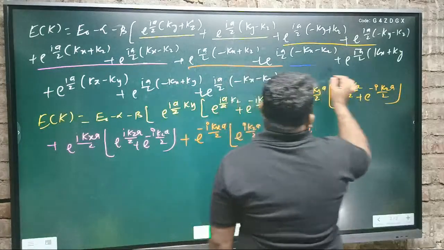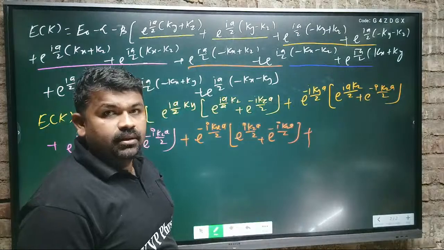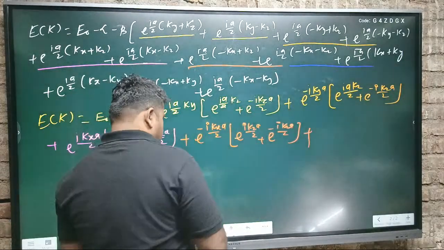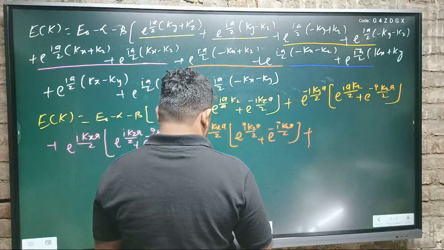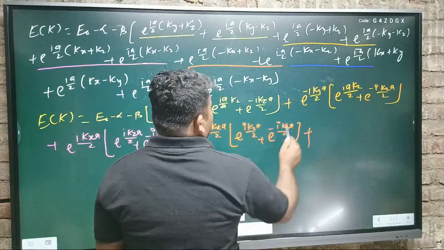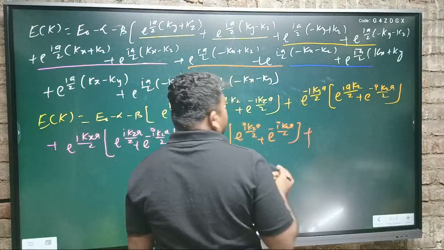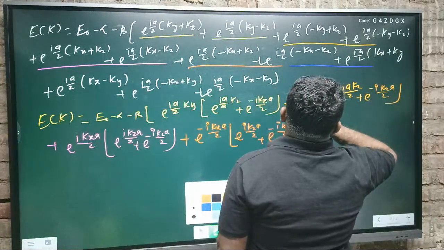Next, from these two terms, we can take common out e to the power, here is the minus kx, minus, okay.